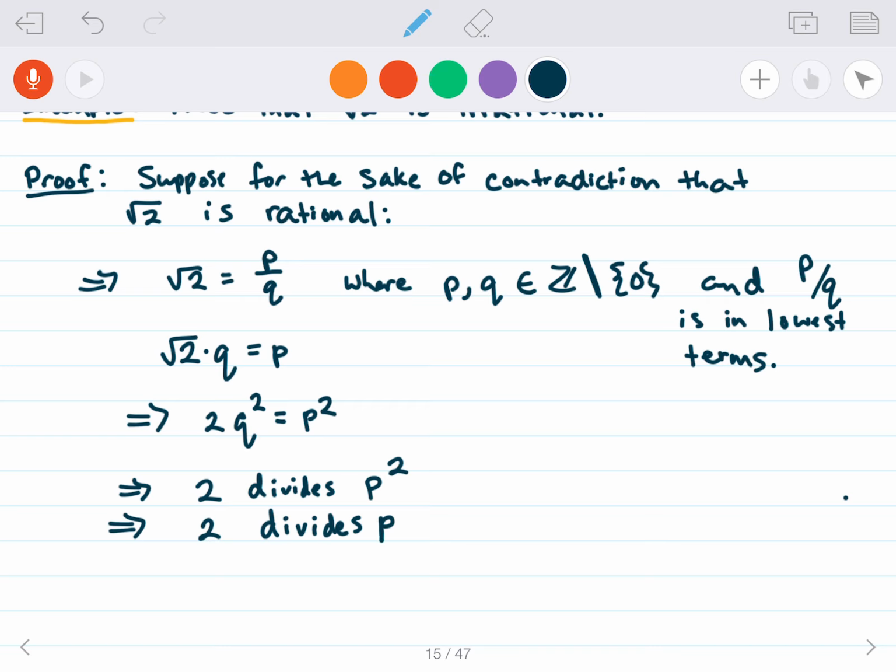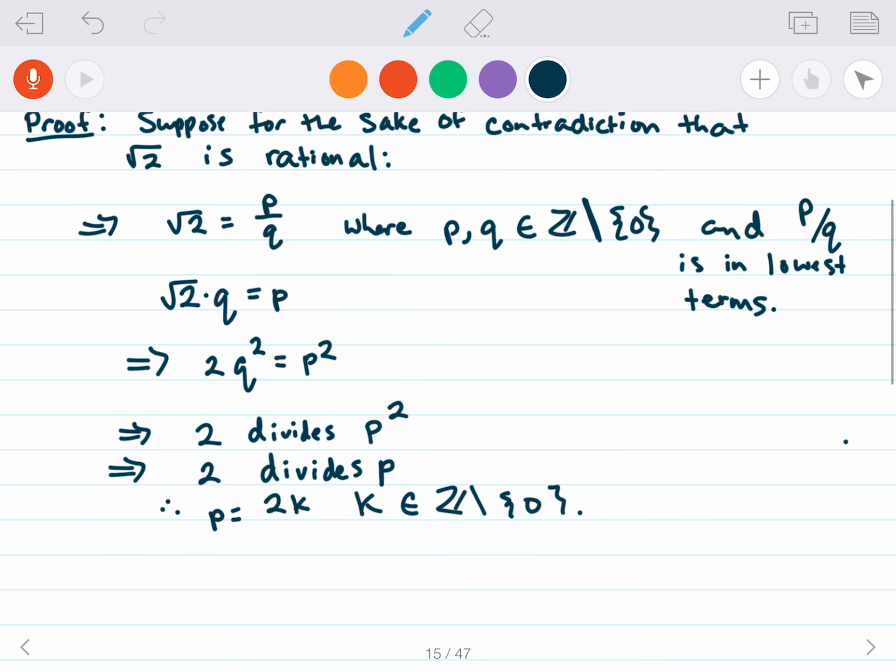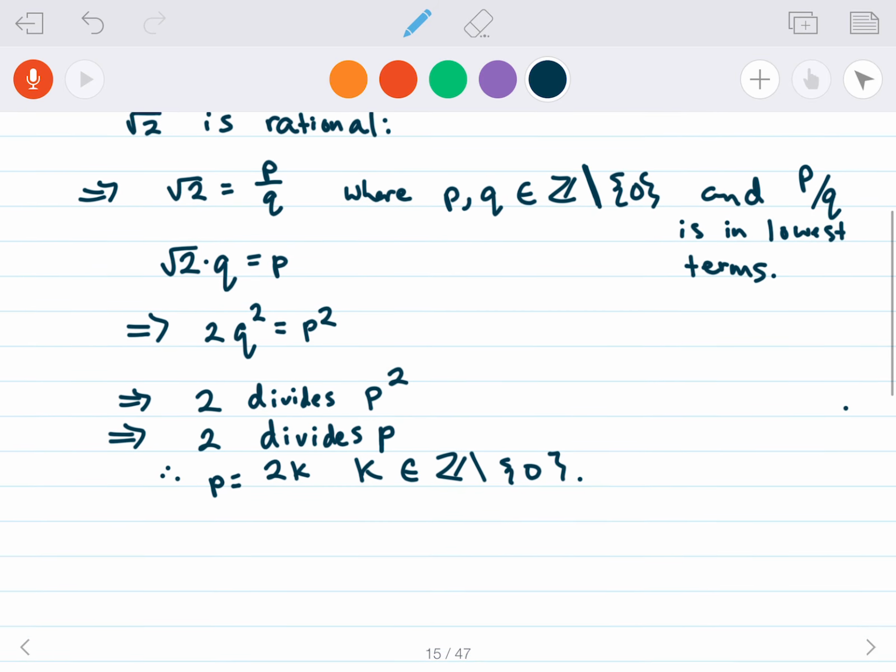Okay. And so 2 divides p squared implies that 2 divides p. Think about why this is true. Why does 2 dividing p squared imply that 2 divides p? Well, this means that we can write p as 2k, where k is in Z without 0. Okay. So this is the first piece of information that we have.